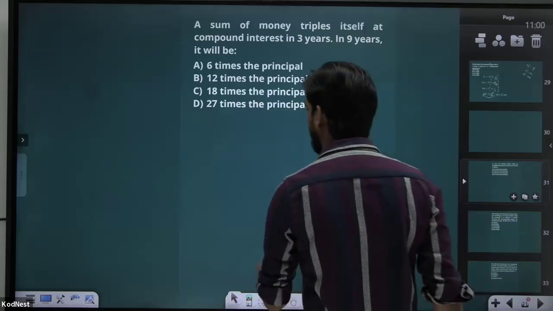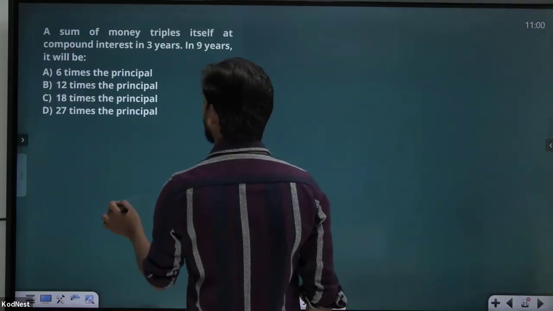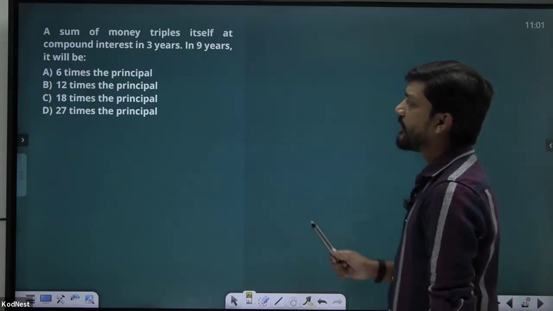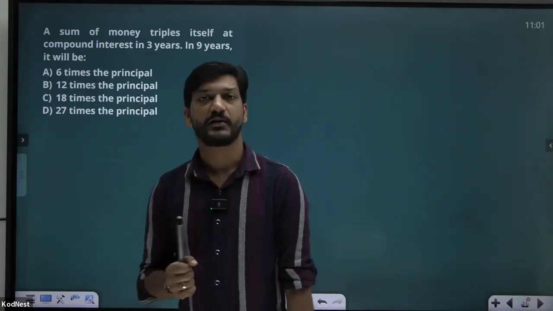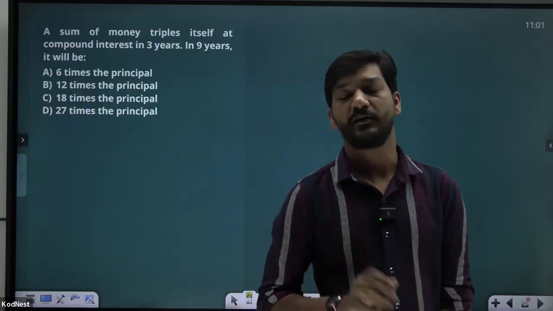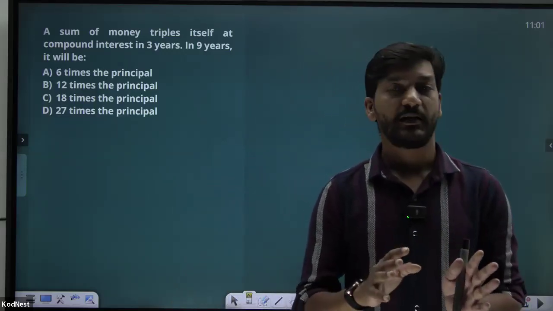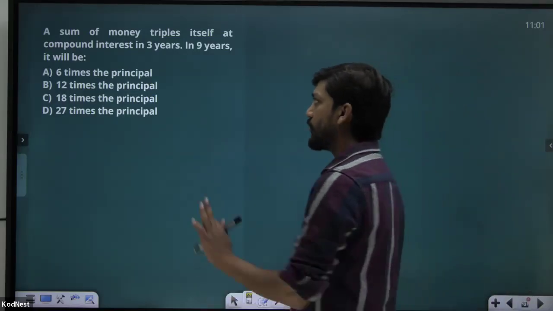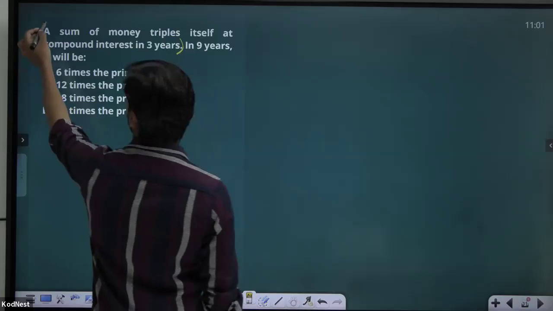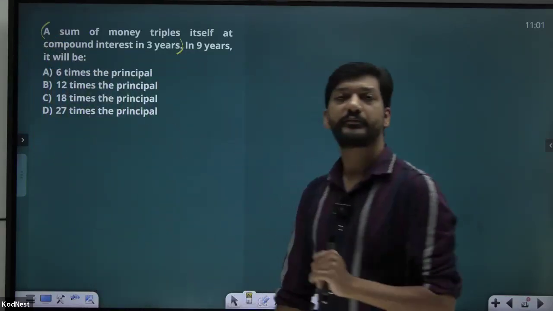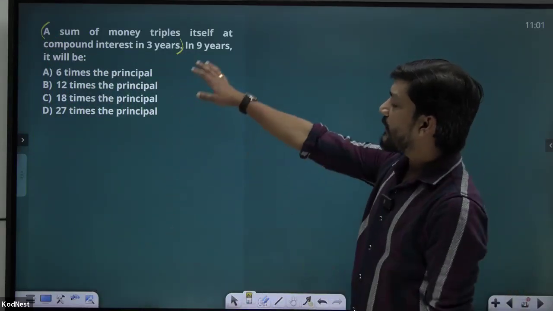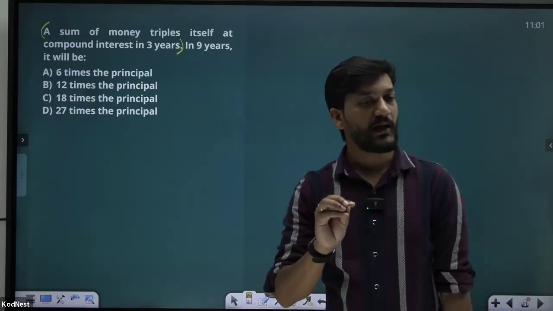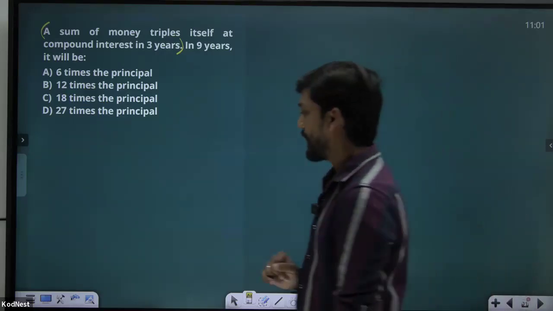Okay, first let us tell you this question. All right. So, my dear, in compound interest and in simple interest, there is a pattern. Some pattern is for compound interest and some pattern is for simple interest. For compound interest, first something will be given to you. So in this case, there is a sum of money. It will triple in 3 years. That is what they have given. Triple in 3 years.